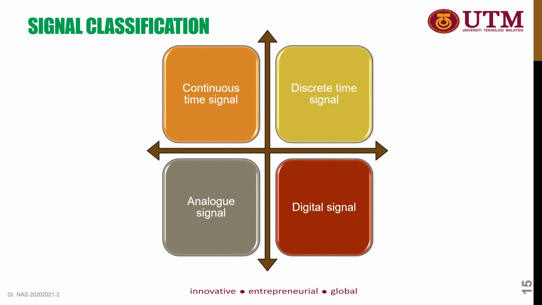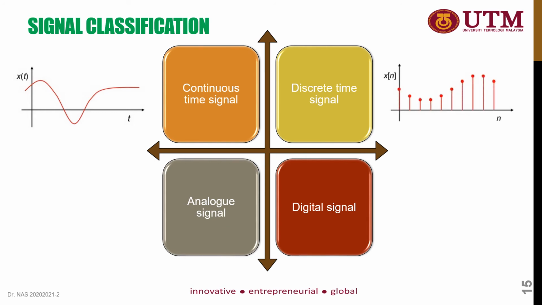The first one is continuous time signal. This is when you have an amplitude at all instants of time t. You can see different amplitude at different t. Next is discrete time signal. In this case, you have only specific values at specific t. In discrete time signal, we'll be using n representing the sequence, the bit sequence, compared to continuous time, where we use time domain.